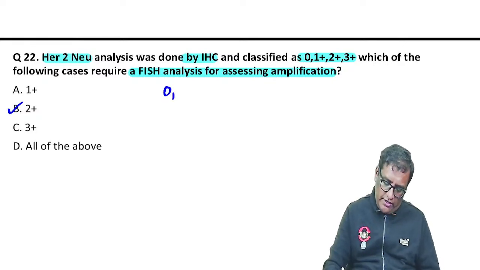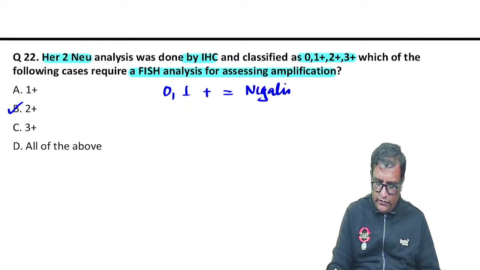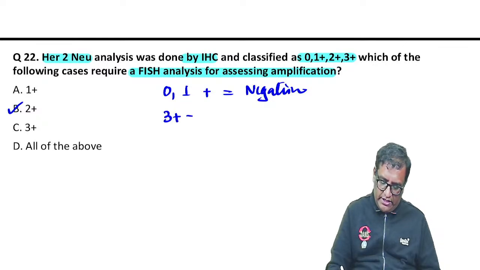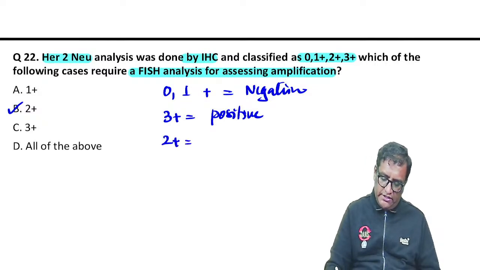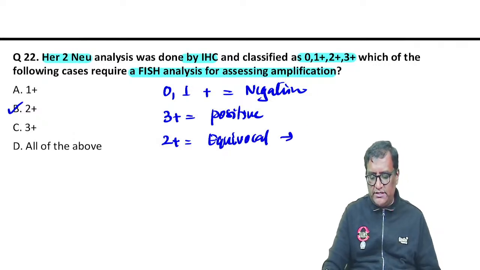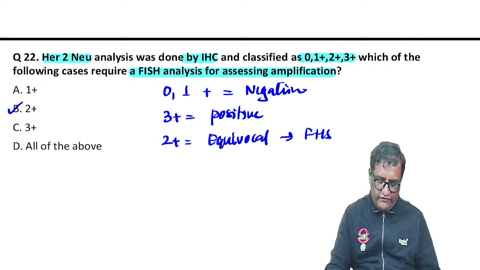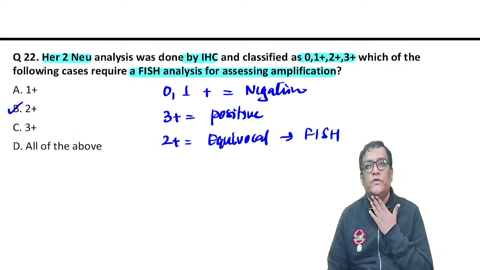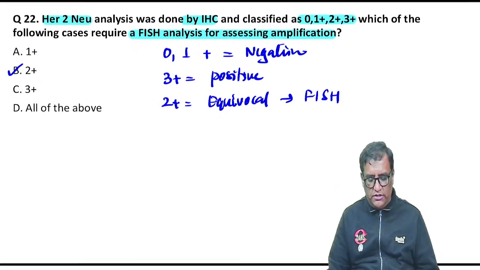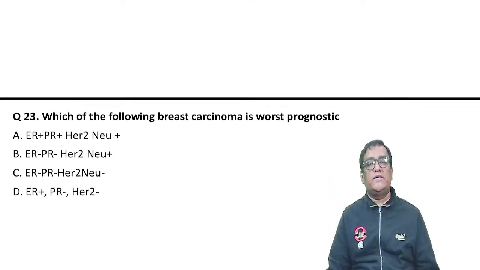So, 0 and 1 plus on IHC are considered as negative. So, no treatment. 3 plus are considered as positive. So, treatment is required. 2 plus are considered equivocal, and these require FISH. So, these definitely require FISH for confirmation. Okay. So, answer here will be option 2 plus. We will do FISH in 2 plus cases.